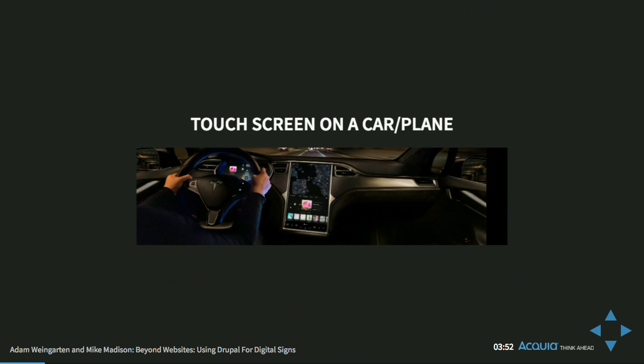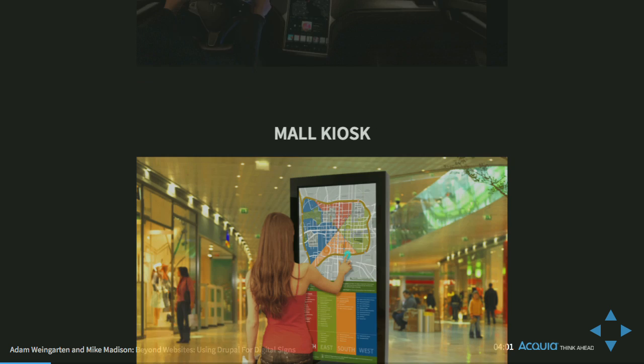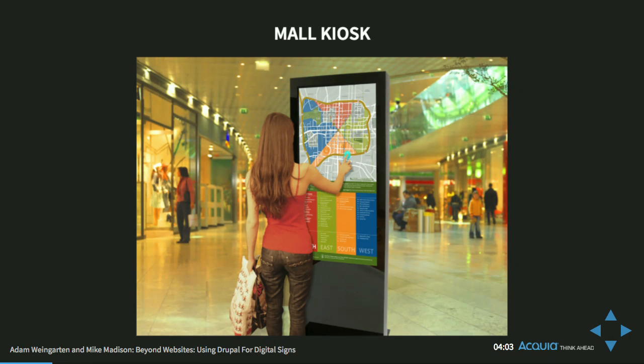We also might have a touchscreen on a car or an airplane. That could be another type of digital experience that could be powered by a website. A mall kiosk. The other day I was walking around the Pentagon City Mall outside of Washington, and they have signs all over where you can actually interact with the sign to get information about what's going on. So they're not just printing anymore. You can actually reach up and touch. And it's a little bit different than a normal browsing experience.